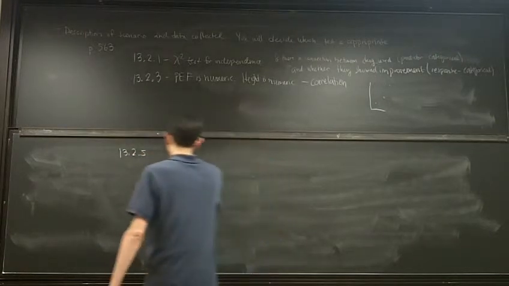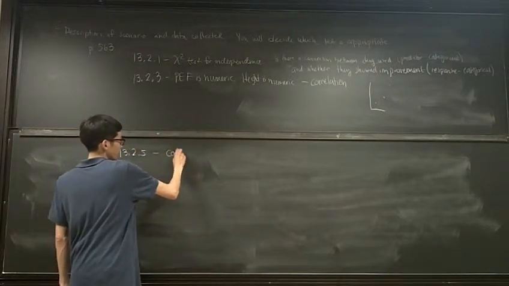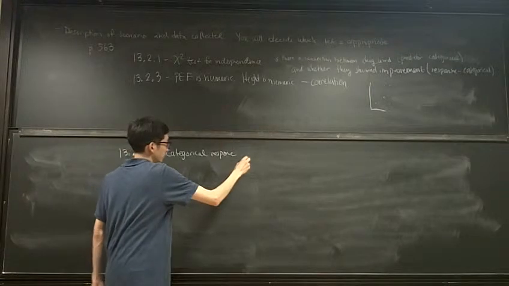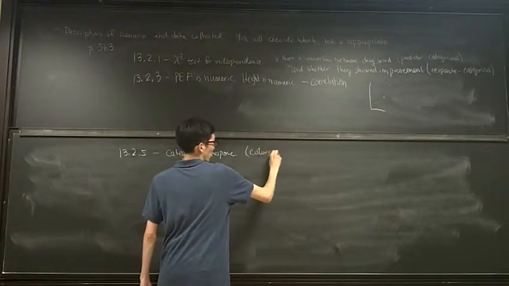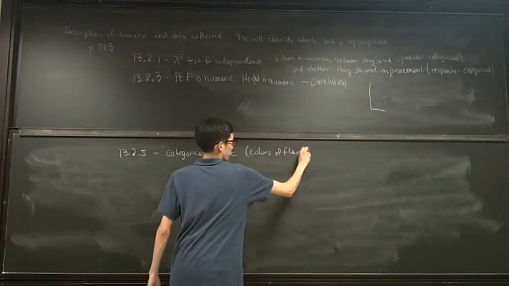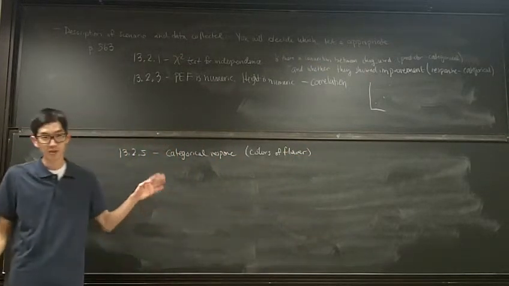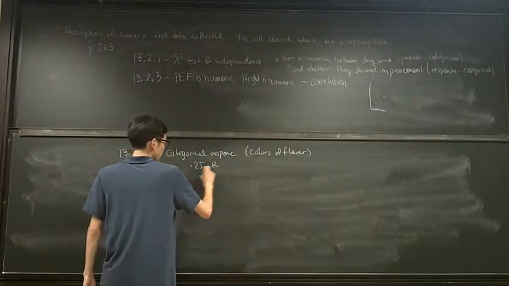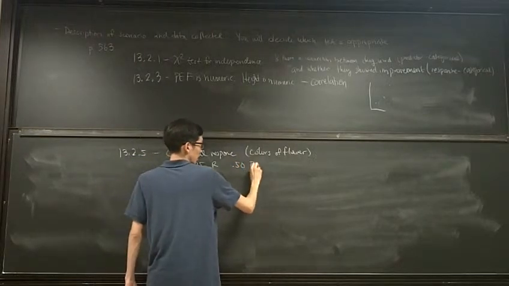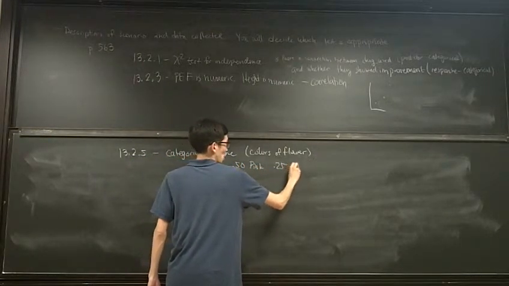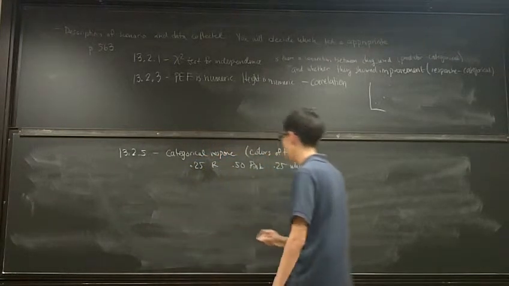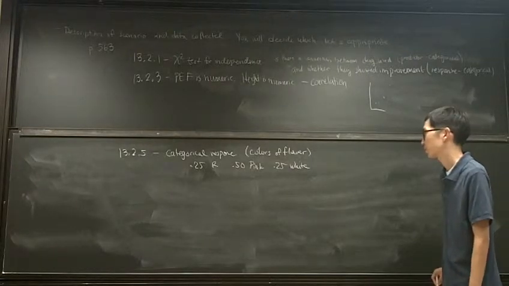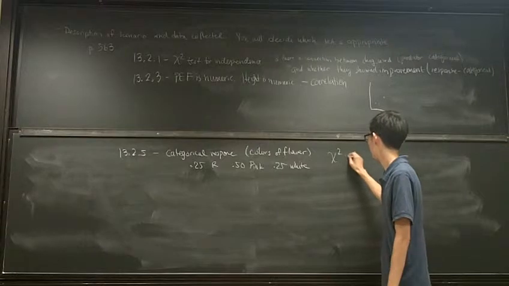Yeah, so chi-square test, so we've got categorical response, and it's just the colors of the flower. But we don't have a predictor. We just have different proportions in our mind, right? 0.25 red, 0.50 pink, and 0.25 white. So, so this is going to be chi-squared.